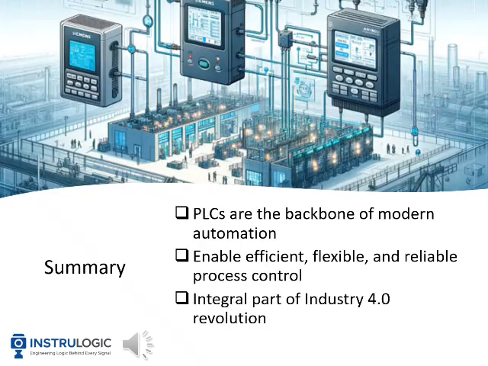Let's quickly summarize what we learned. PLCs are the backbone of modern industrial automation. They provide efficient, flexible, and reliable control for machines and processes. With features like easy programming, real-time monitoring, and strong communication capabilities, PLCs have become an integral part of Industry 4.0. In short, they make automation smarter and industries more productive. Remember, understanding PLCs is a key skill for any engineer working in automation today.